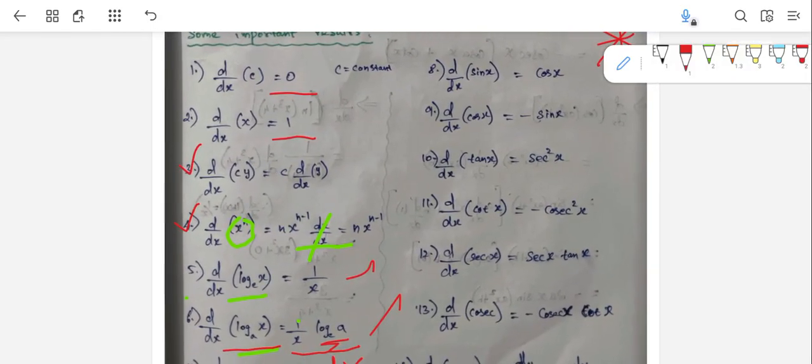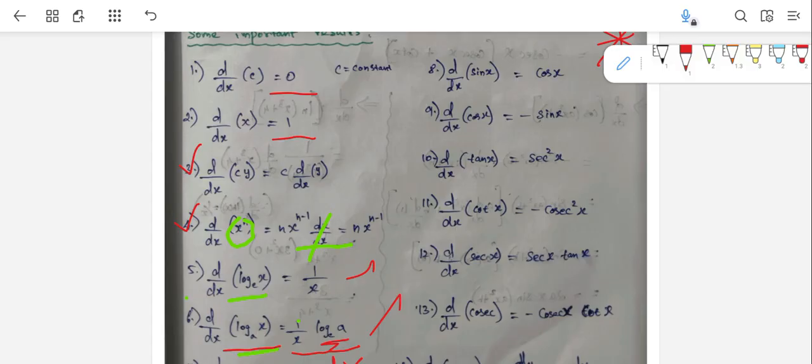Next one, 8 to 13 is about differentiating the trigonometric ratios. So sine, cosine, tangent, cotangent, secant, cosecant, everything we have read. When you differentiate it, what is its result? You can just remember this directly. Based on this, you can solve MCQs if you remember this.